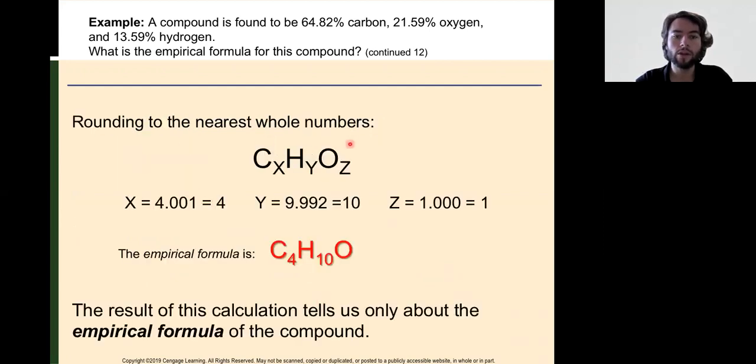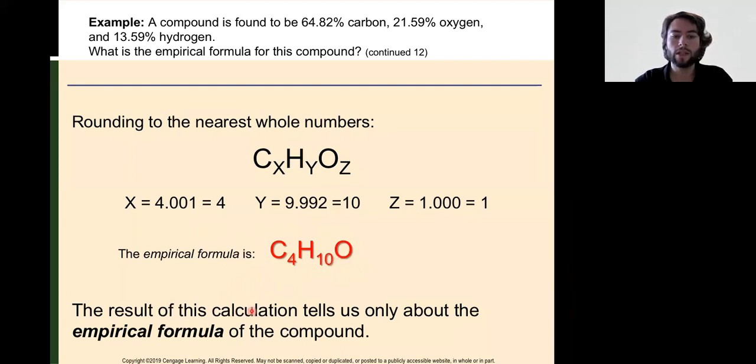So rounding to the nearest whole numbers, because remember you can't have 0.001 carbon or 0.992 hydrogens. We round to the nearest whole numbers because some of the discrepancies between the whole numbers are caused by our rounding and the way that we carry numbers forward. So we get the empirical formula here as C4H10O.